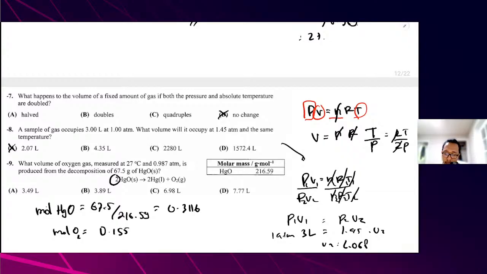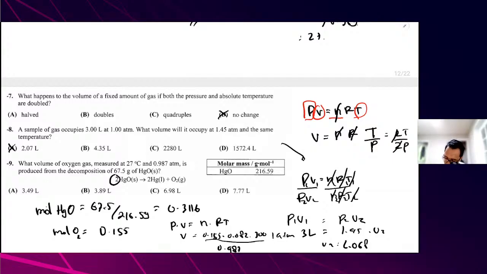And then what's the next thing here? We know the moles, right? And then what we're going to find is the volume. We can use PV = nRT. So n is 0.155, R is 0.082, T is 300, and P is 0.987.